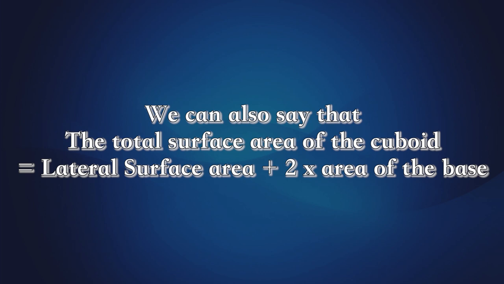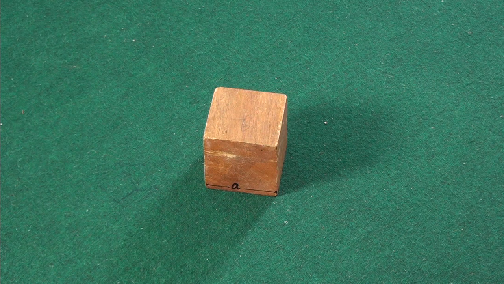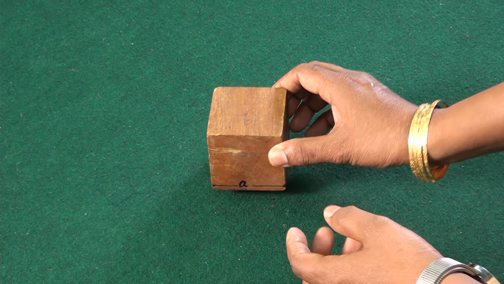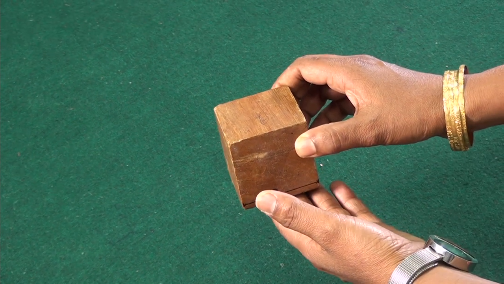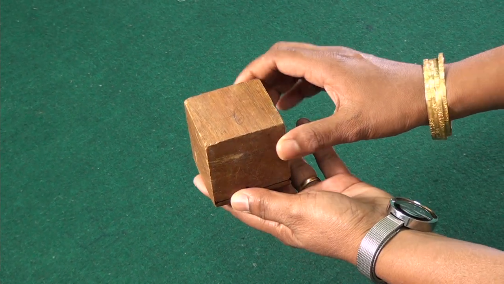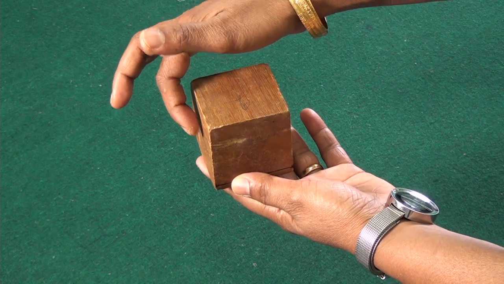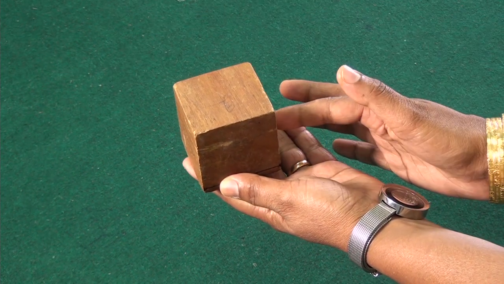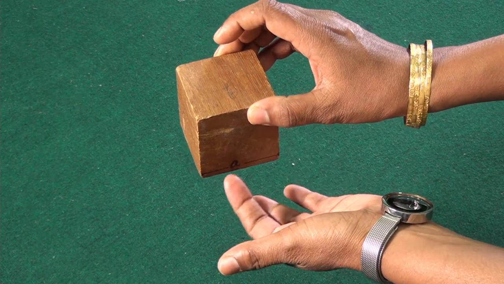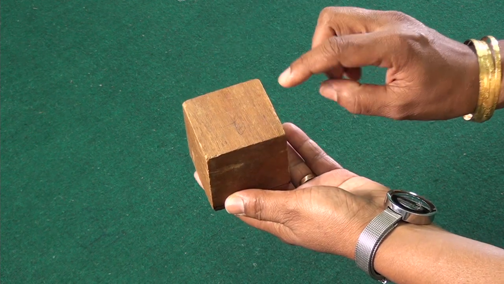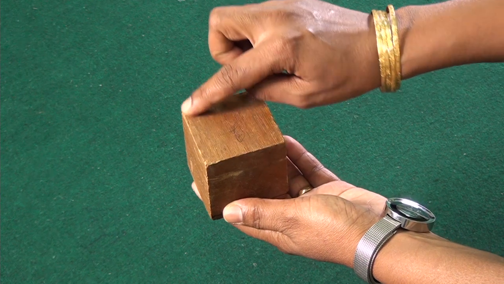We can also say that the total surface area of the cuboid is equal to lateral surface area plus 2 times area of the base. Now, let us consider this cube. A cube has 1, 2, 3, 4, 5 and 6, that is 6 congruent square faces.